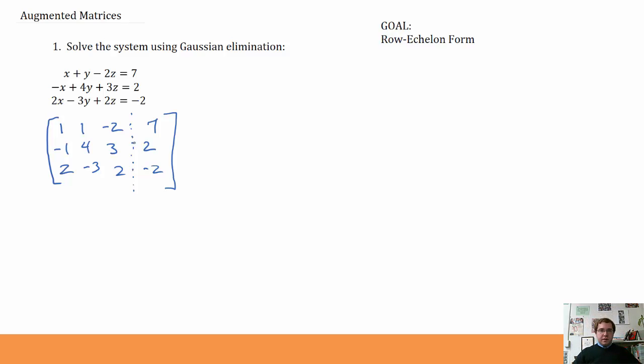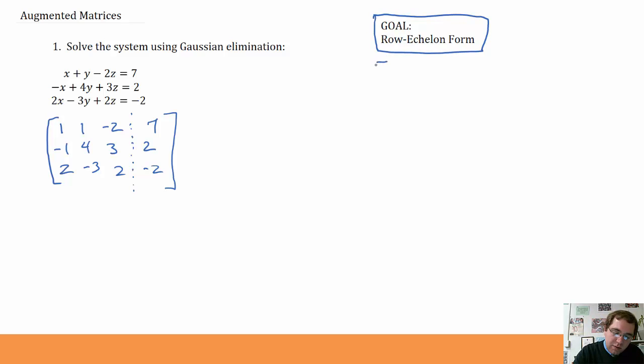So I have this matrix. This is called an augmented matrix because it's not square. It has 3 rows and 4 columns. It's a rectangle that's not a square, so it's an augmented matrix. Our process for solving this system is called Gaussian elimination. The goal of Gaussian elimination is to put the matrix in what's called a row echelon form.